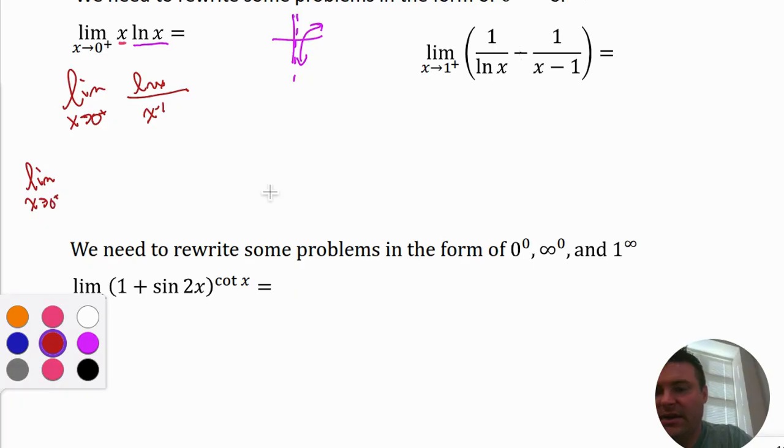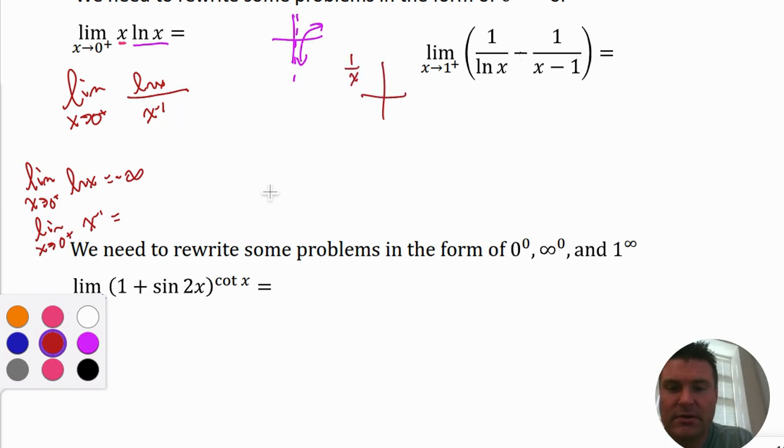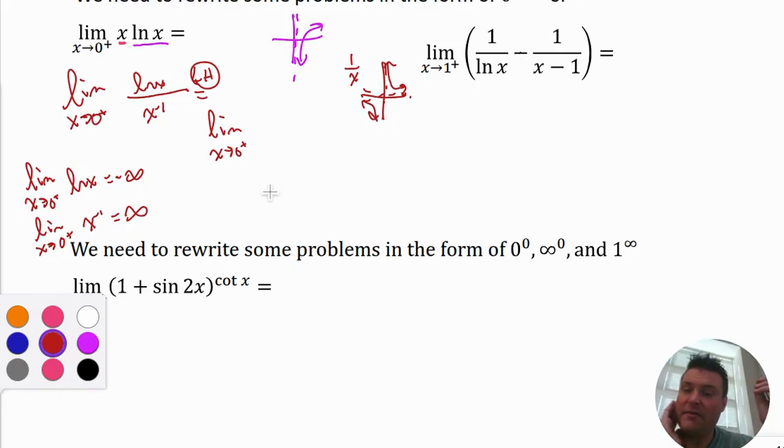As I'm looking at 0 to the right of ln of x, I'm going to go to negative infinity. And if I'm looking at x to the negative 1, by the way, x to the negative 1 is the same thing as 1 over x, it looks like this, so this is going to go to positive infinity. So I can rewrite this using LHOP as the limit as x approaches 0 to the right. The derivative of ln of x is 1 over x, all over the derivative of x to the negative 1, which is negative 1 over x squared.